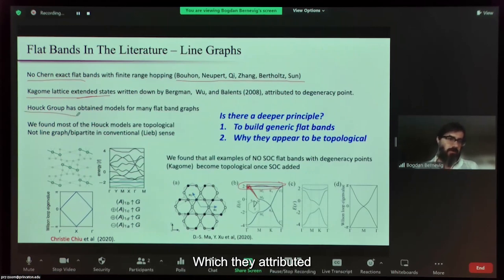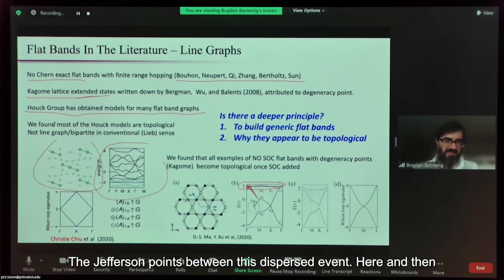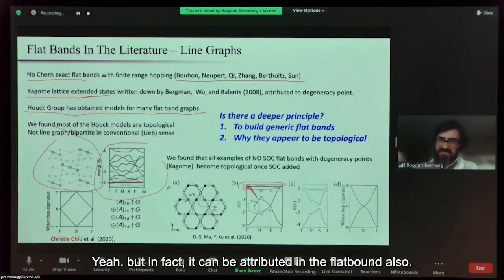They attributed this to the degeneracy point, but in fact, it can be attributed to the flat band also. Then the Howe group at Princeton, in a series of papers over the past years, has studied models with many flat bands. For example, look at this model on this lattice. This model has flat bands here. I could embed this model in another lattice and get more flat bands, and so on. And actually, this model has two flat bands here.